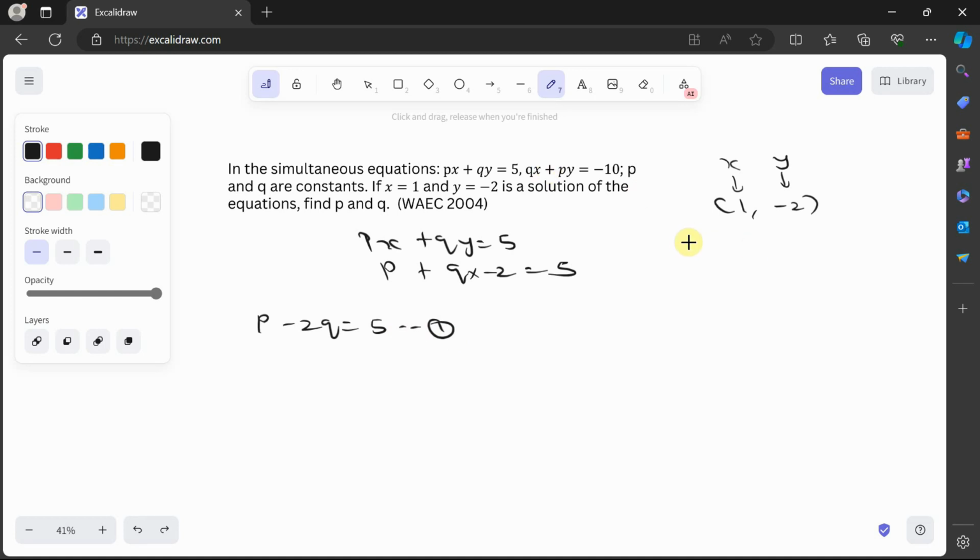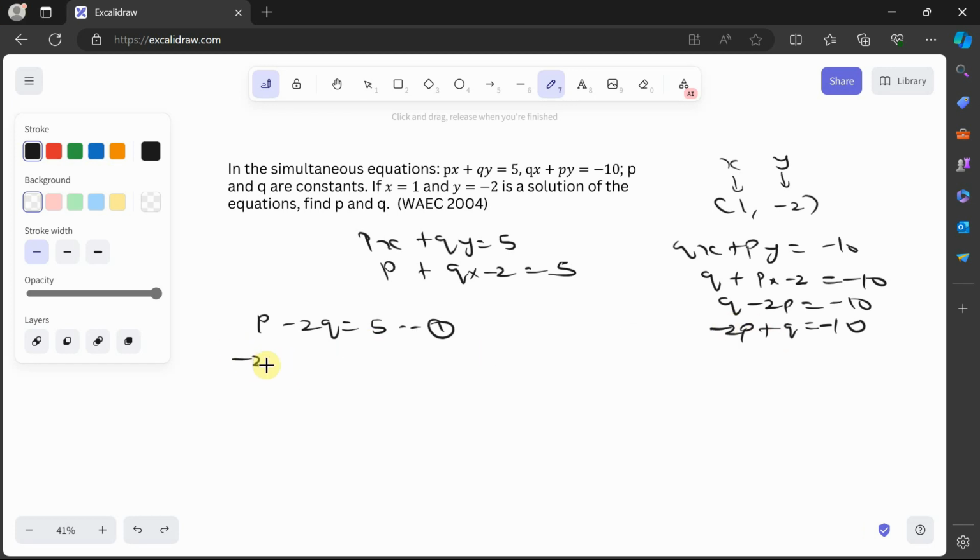From the second one, we had qx plus py is equal to minus 10. Let's substitute. So that will be q plus p times minus 2 is equal to minus 10. So q minus 2p is equal to minus 10. p comes first here, q comes first here, so we have to rearrange so that it's in the same format. So that will be minus 2p plus q is equal to minus 10, and this is our equation 2.